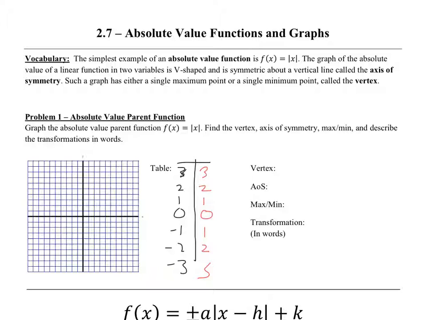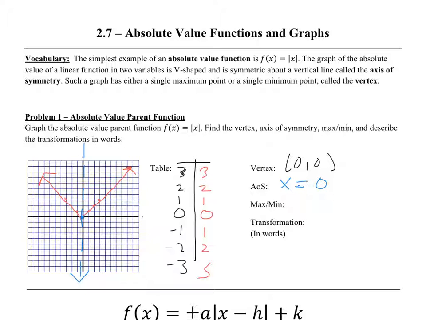So if I plot those points first, this is what my parent function looks like. Again, I don't have anything added or subtracted here. My function is pointing up. My vertex is where the V starts, so that point for my parent function would be (0, 0). The axis of symmetry is an invisible line. You don't have to write this in, but it goes through the vertex, meaning it's exactly the same on both sides. That line is x equals 0.